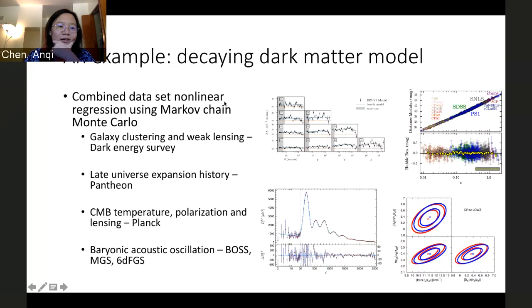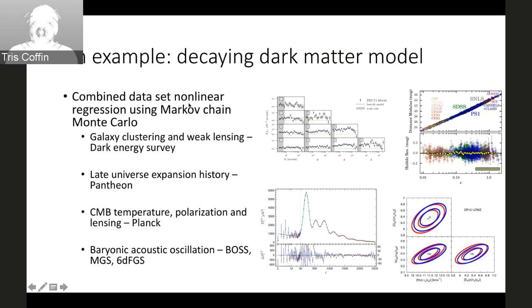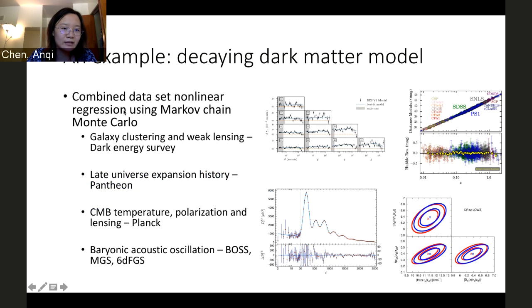So for the test of the decaying dark matter model, I combined these data sets. First is galaxy clustering and weak lensing spectrum from DES. And I got the Hubble diagram from Pantheon and CMB temperature, polarization and lensing power spectrum from Planck here. And lastly, I got the baryonic acoustic oscillation compressed data from these three surveys. We then ran Markov chain Monte Carlo on all this data to find the best fit in the decaying dark matter model.